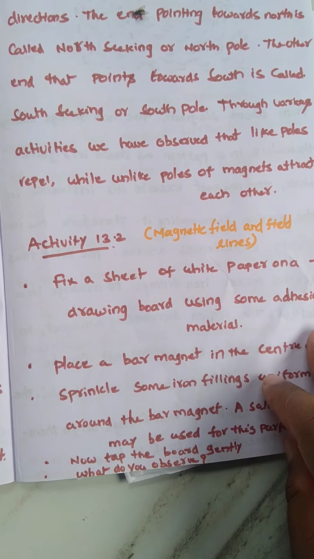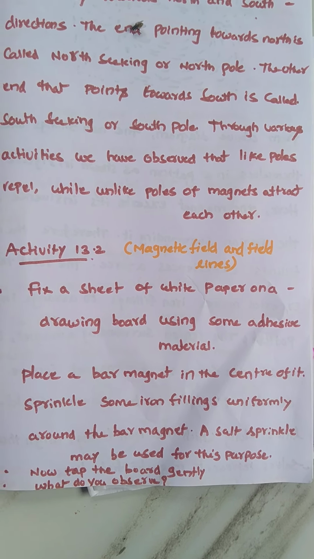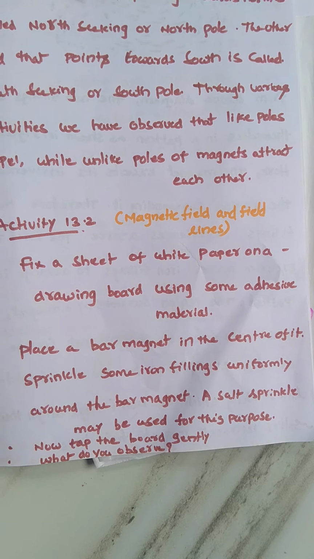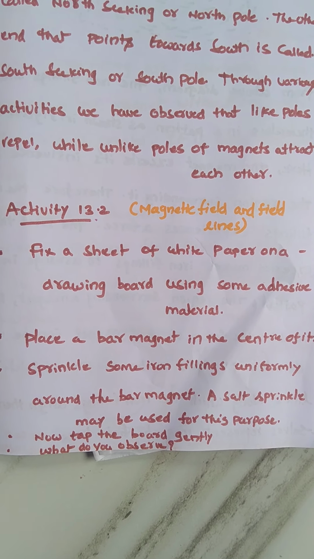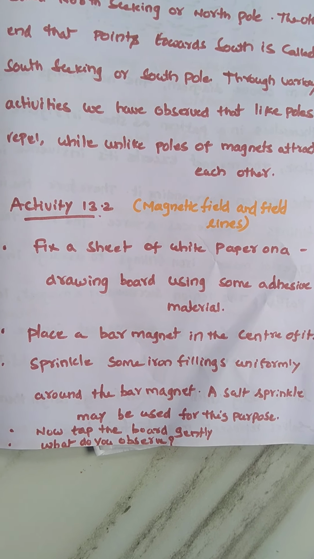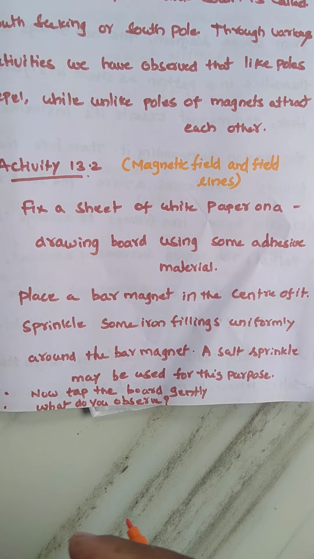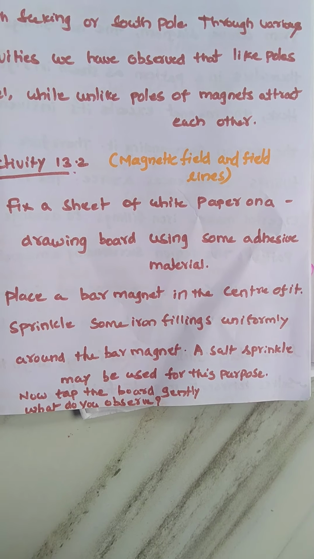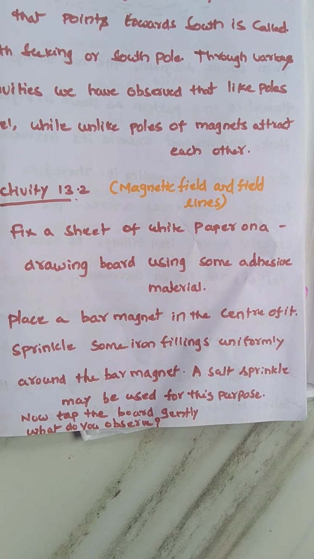For that activity, fix a sheet of white paper on a drawing board using some adhesive material, and next place a bar magnet in the center of it. Now sprinkle some iron filings uniformly around the bar magnet. A salt sprinkler may be used for this purpose. Now tap the board gently. So what do you observe from this, right?